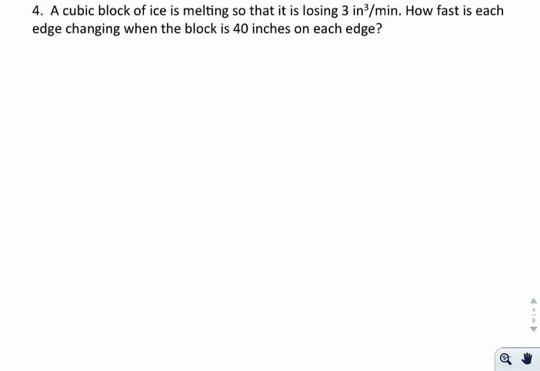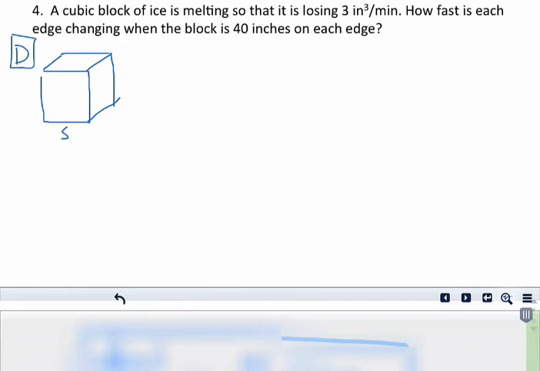All right, in number 4, a cubic block of ice is melting so that it is losing 3 cubic inches per minute. So how fast is each edge changing when the block is 40 inches on each edge? So now we have a cubic block. So a cubic block has a square face, and all of the lateral faces are also going to be square. So there's really only one side length that we have here. So there's our diagram.